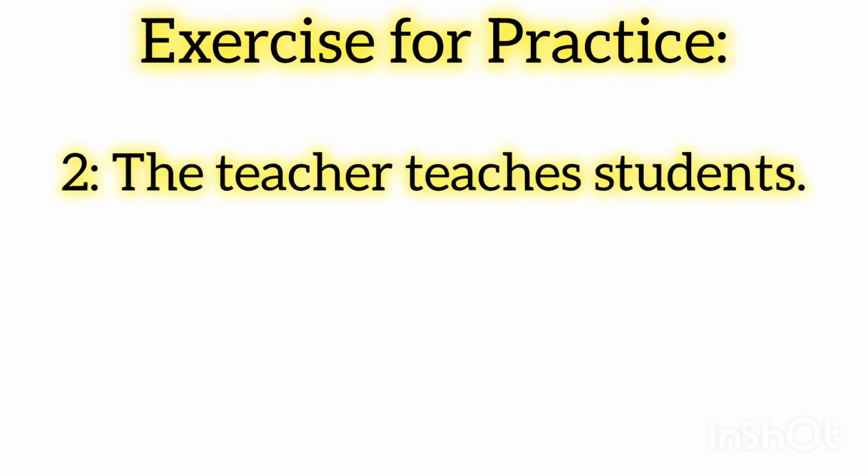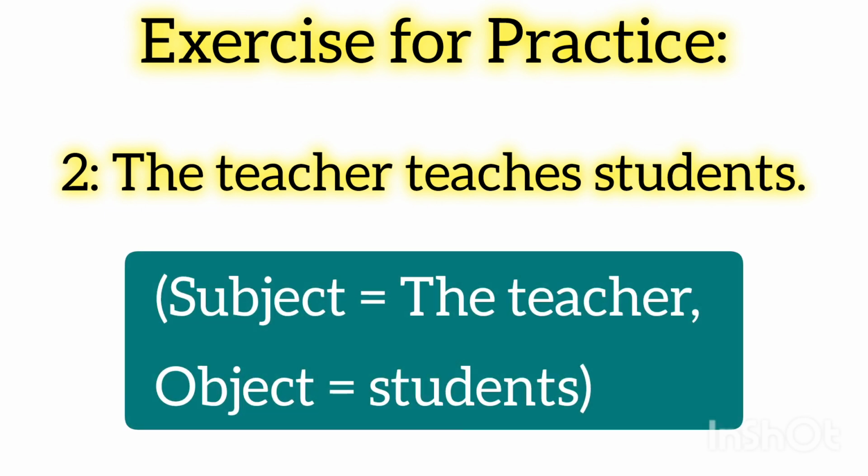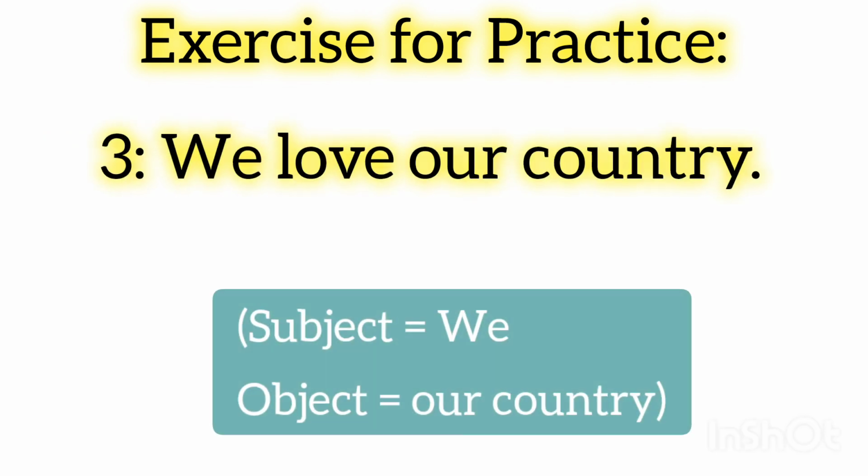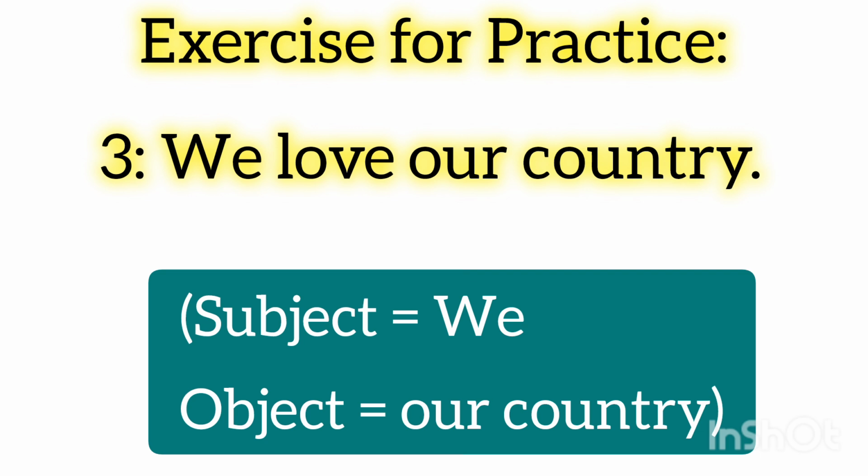In the second sentence, the teacher teaches students. Here, in this sentence, the teacher is the subject of the sentence because it is the doer of the action. And students is the object because they receive the action of the sentence. Similarly, in the third sentence, we love our country. The subject is we and the object is our country.